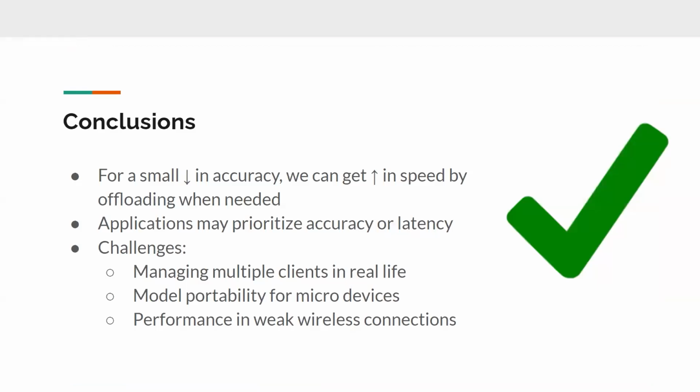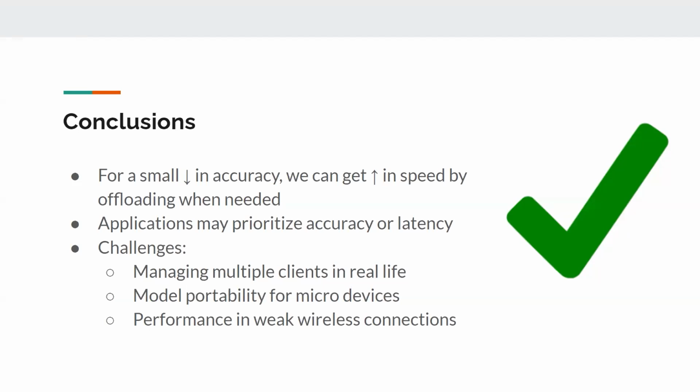Our conclusions from this project are that for a small dip in accuracy, we can get an increase in speed by offloading when needed. Applications may prioritize either accuracy or latency. For example, if AI is being used on security camera footage, we prioritize accuracy. However, if we need a quick decision, such as a self-driving car determining whether to stop, we would prioritize latency over accuracy. The challenges we would encounter are managing multiple clients in real life, because at the end of the day we would probably be managing more than 2 clients.